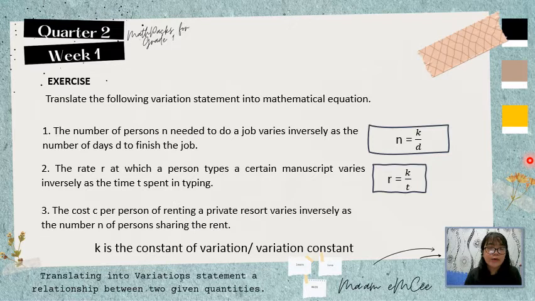And then, the last one: the cost C per person of renting a private resort varies inversely as the number n of persons sharing the rent. So our first variable is C, which will be on the left side, and this will be equal to k over our second variable, which is n. So C is equal to k over n. That is the equation of our variation, and that is for our inverse variation.